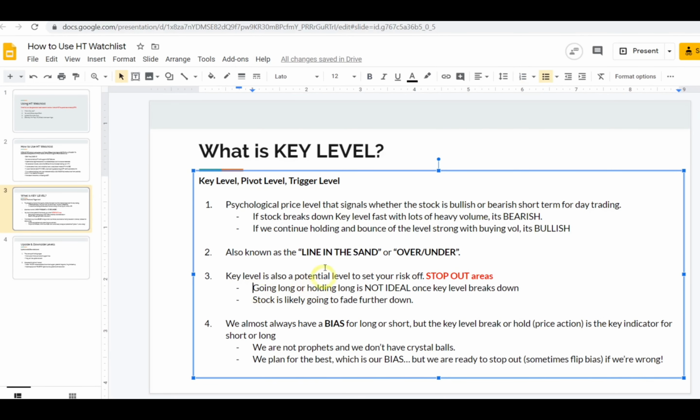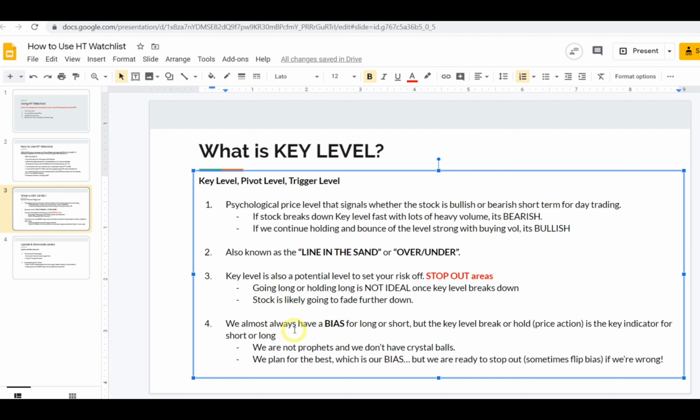So if the stock breaks down that 47, going long under that level or holding long is not ideal once the key level breaks down. Because what do we talk about? It's now bearish. You don't want to long a bearish stock, right? And the stock is most likely going to fade even further down. So you never want to bag hold, okay? If you are long before the stock hit the breakdown of the key level, that's fine. We want to take profit on the way up. But once you see it breaking down the key level, do not hold and hope, okay? This is your potential stop out area.